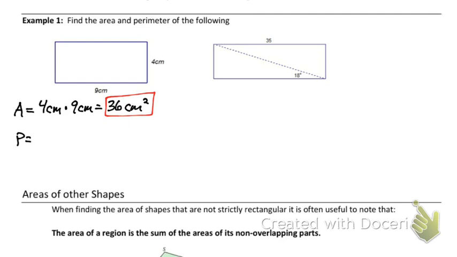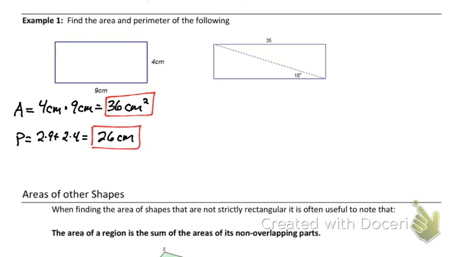Someone new, tell me the perimeter. What is the perimeter of this rectangle? 26. It'd be 26. How'd you get that? 9 plus 4, then times 2. Times 2, yeah. I'm going to put it like we had it up there. I'm going to go 2 times 9 plus 2 times 4, which is going to equal 26 just regular centimeters.